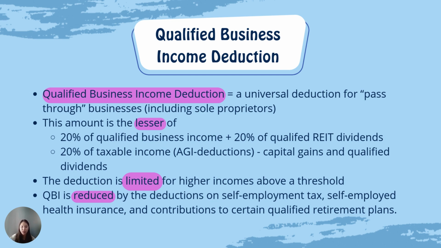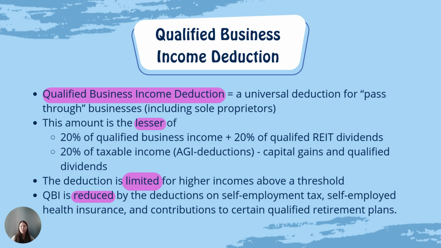Or it's the lesser amount of 20% of taxable income from AGI. We have taxable income, which is AGI minus deductions, minus your capital gains and qualified dividends. So for these two bullet points, you're going to want to take the lesser of, and that would be your qualified business income deduction for the taxpayer.